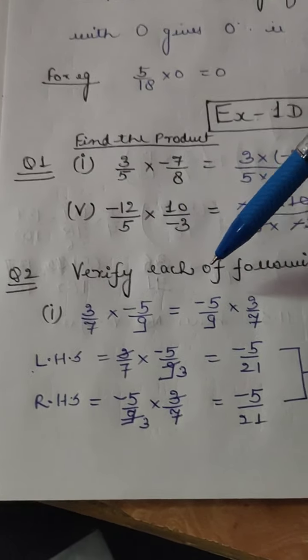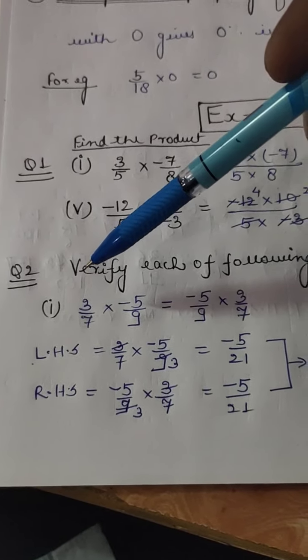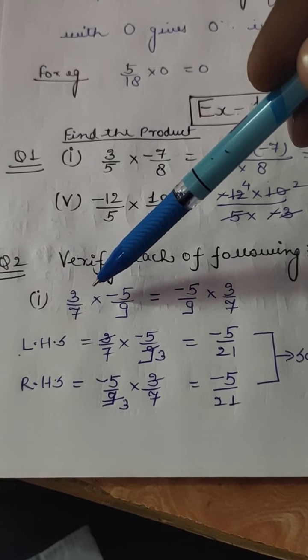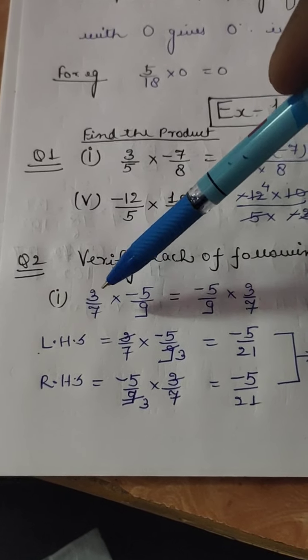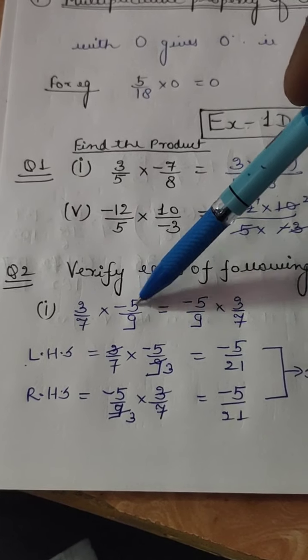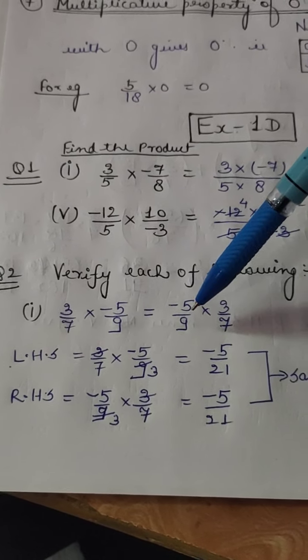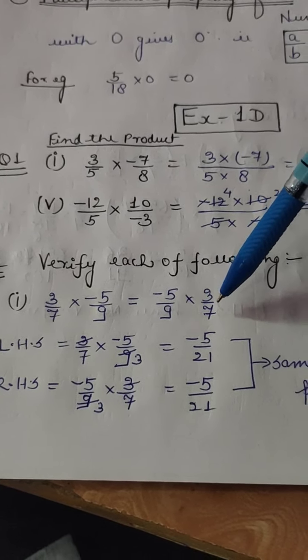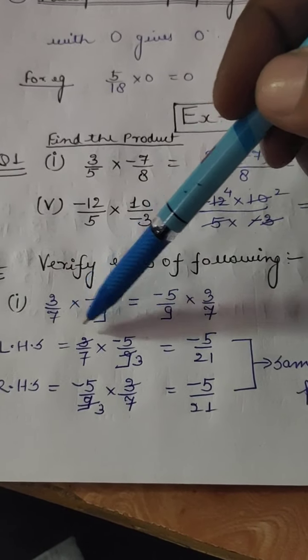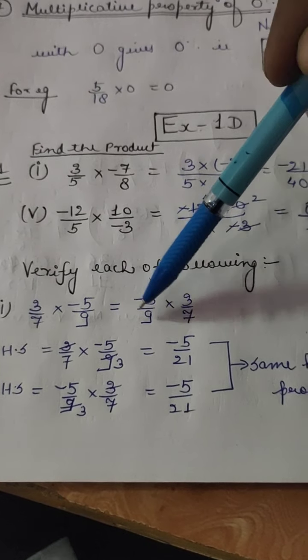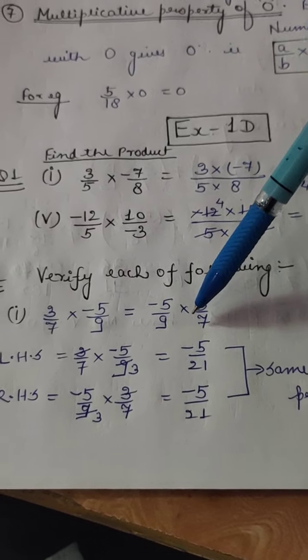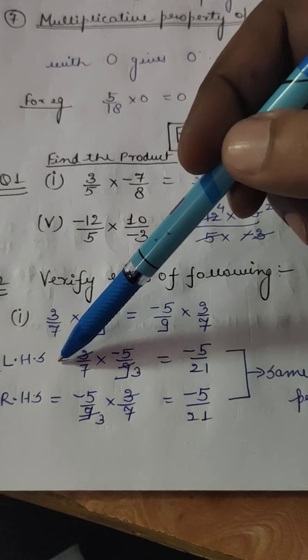Next one is, you have to verify the following. You have to verify whether left hand side is equal to right hand side. The question is 3 by 7 multiplied by minus 5 by 9, and minus 5 by 9 multiplied by 3 by 7. First you have to solve the left hand side, and after that the right hand side, and check whether the result is coming out to be the same or not.